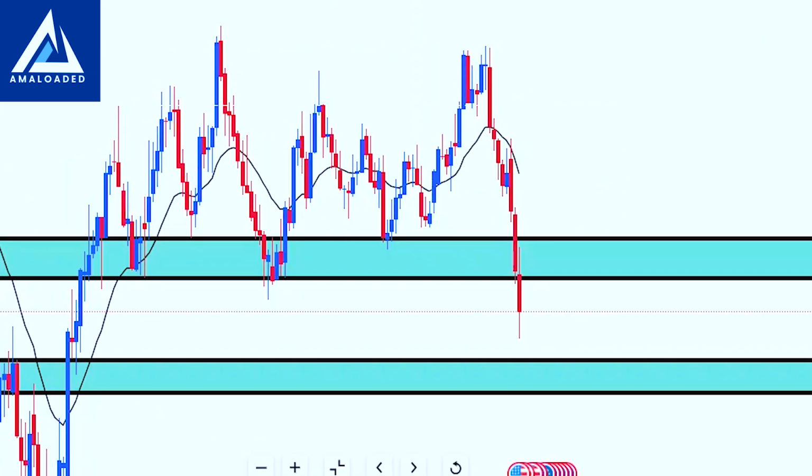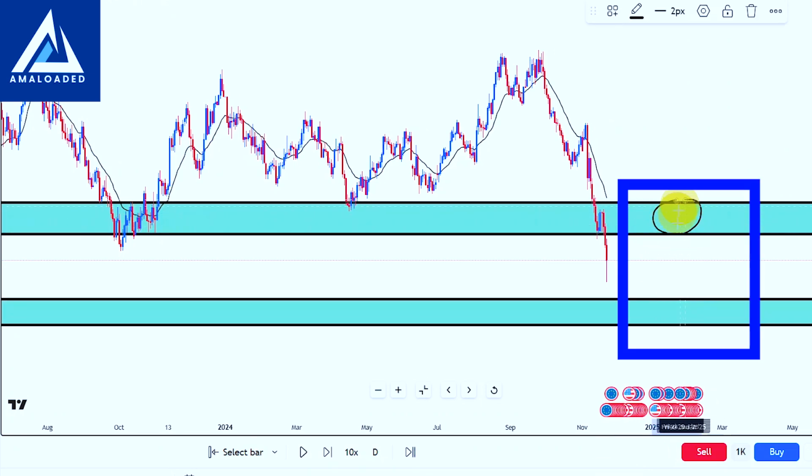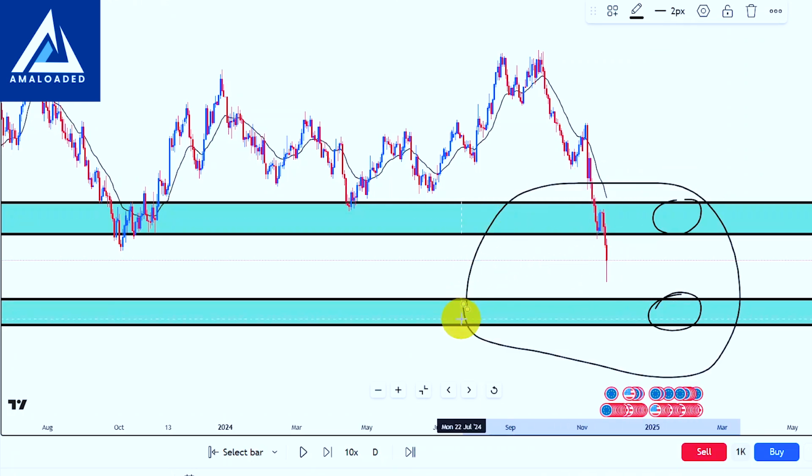Let's get down to daily time frame. Remember, these are the two weekly key zone, and that is what is going to give us a trending range for the daily time frame.